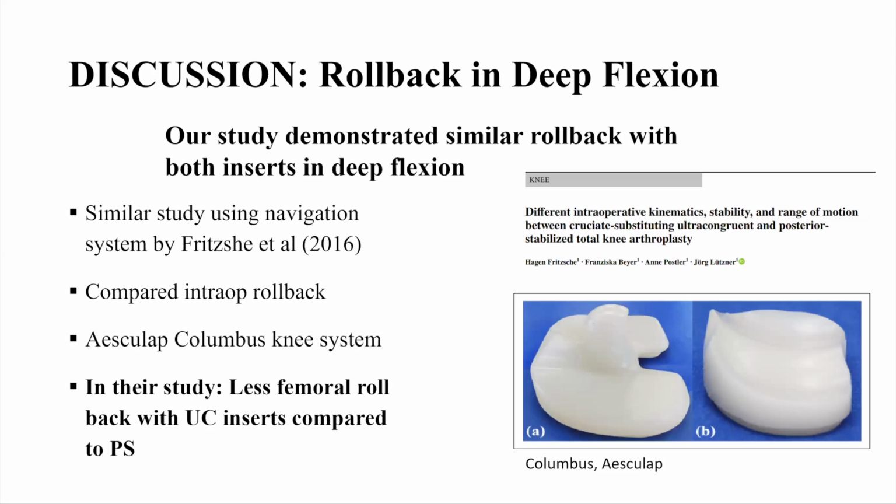For comparison, we had another study done with a similar design using navigation in 2016. This was done with a different knee system, the Columbus knee from Aesculap. In their study, there was less femoral rollback with the ultra congruent inserts as compared to the PS inserts. This is what they observed. Their sample size was about 30 knees.